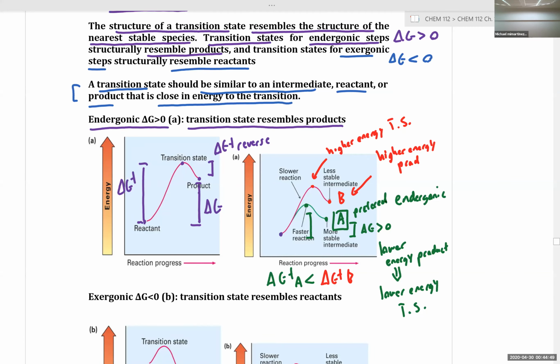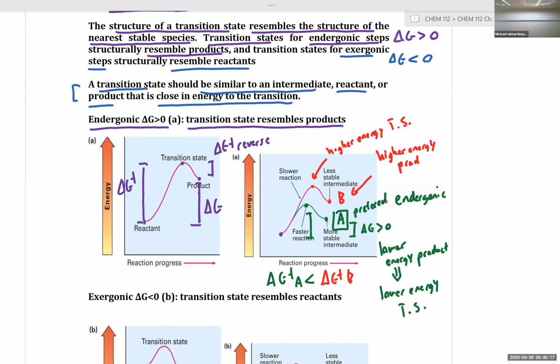Does this make sense to everyone? Does this analysis make sense? Again, the transition state resembles the closest energy species. In this case, we're comparing intermediates. The transition state resembles the lower energy intermediate in that it will have a lower energy transition state. That's why product A is generated preferentially.